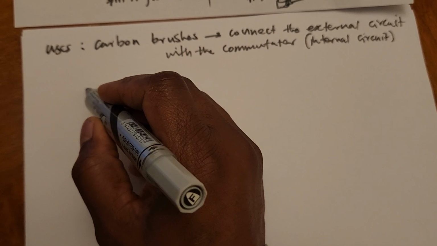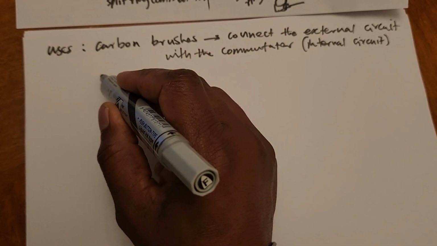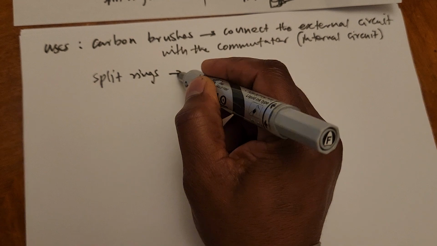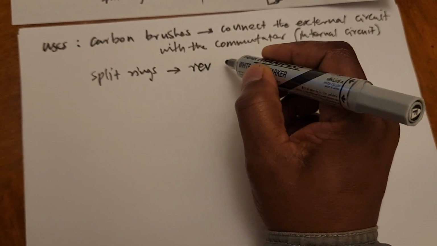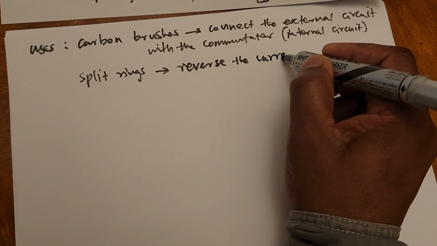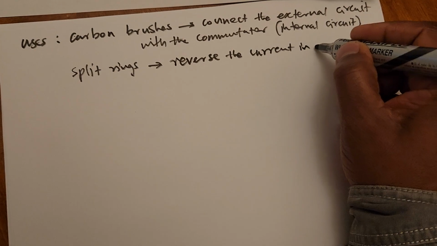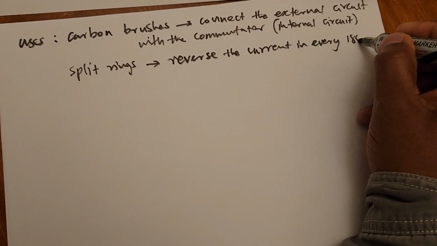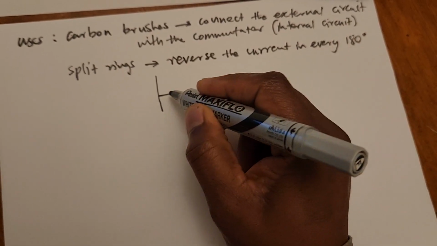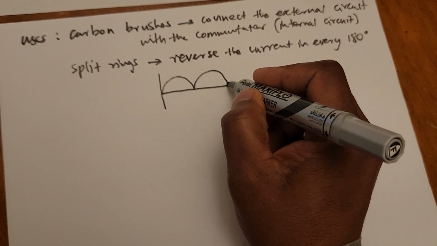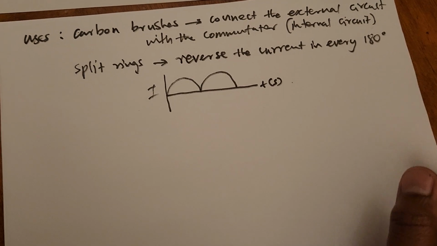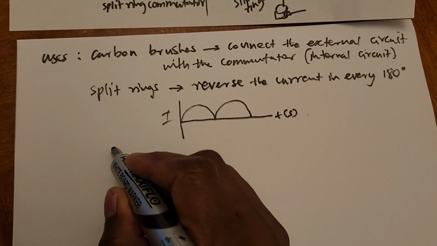Now, whereas the split rings, the main use here is to reverse the current in every 180 degrees or semicircle. This is what will be happening in a nutshell. After every 180, the current will be reversed. If this is the current and this is the time, then this will be the case of voltage or time. The current is reversed every 180.